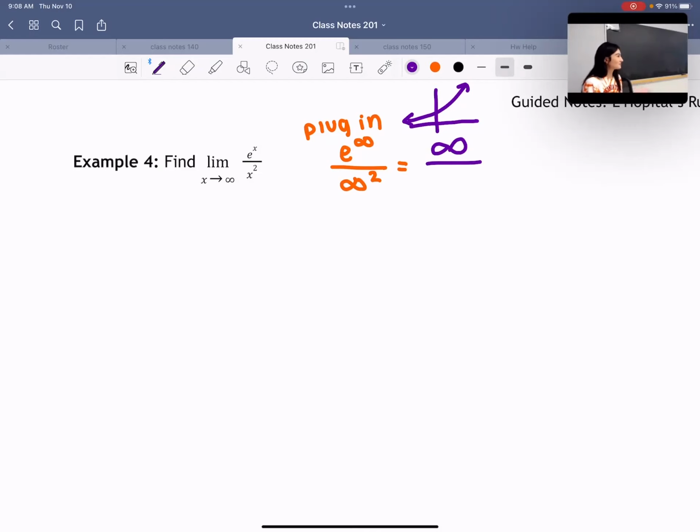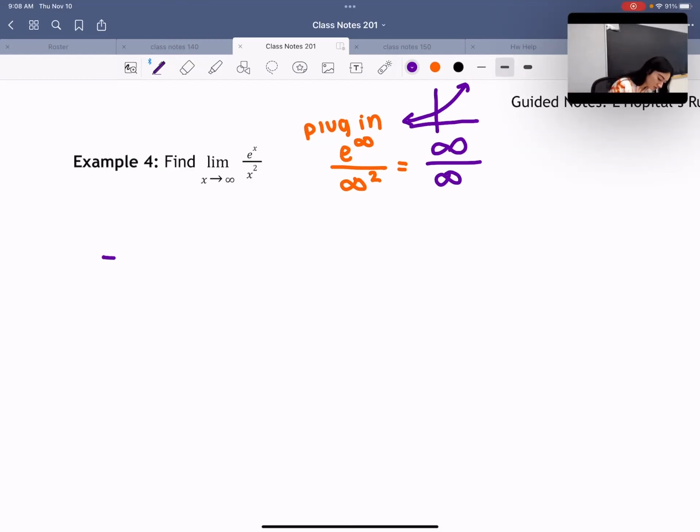Also positive infinity, right? It's definitely going to a really big number. So that's definitely infinity. Remember, we said infinity over infinity is still an indeterminate form, so that gives us a reason to do L'Hopital's rule again.